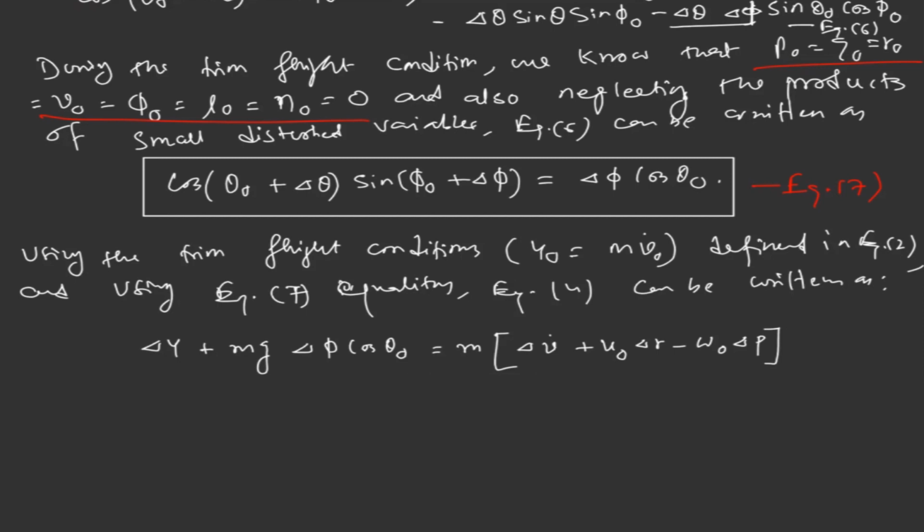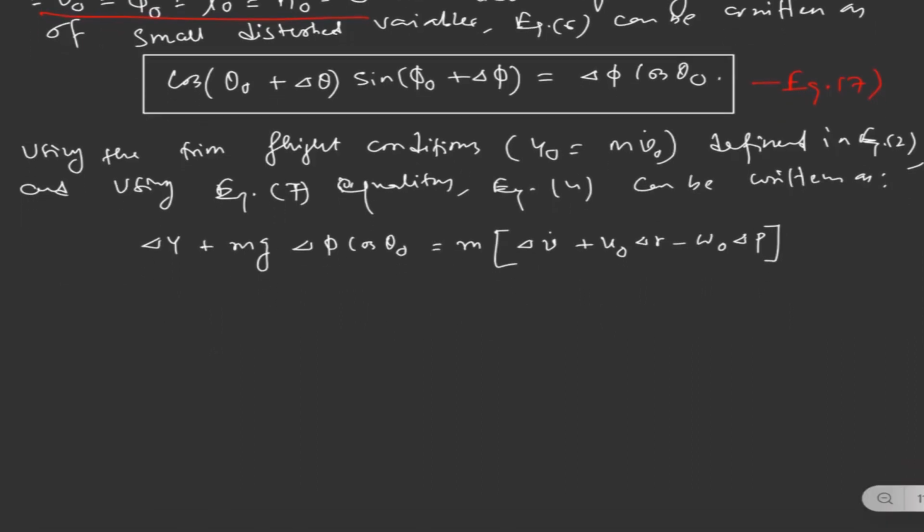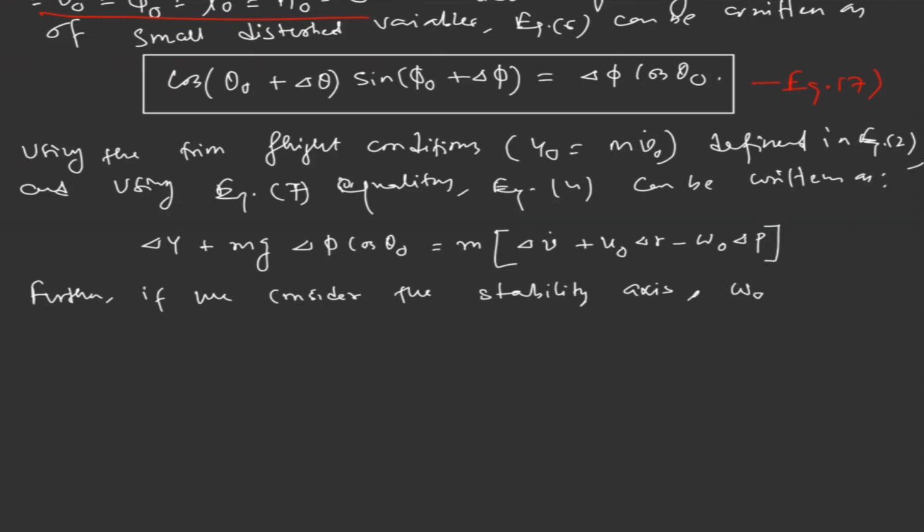The same concept we have also used in equation 4. We have ignored the multiplication of variables, the product of variables. Further, we have to consider another condition. Further, if we consider the stability axis, we know that W naught equal to 0.